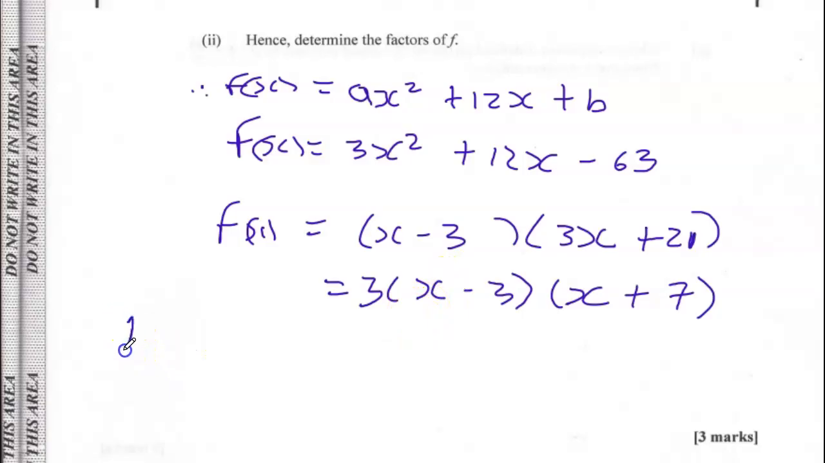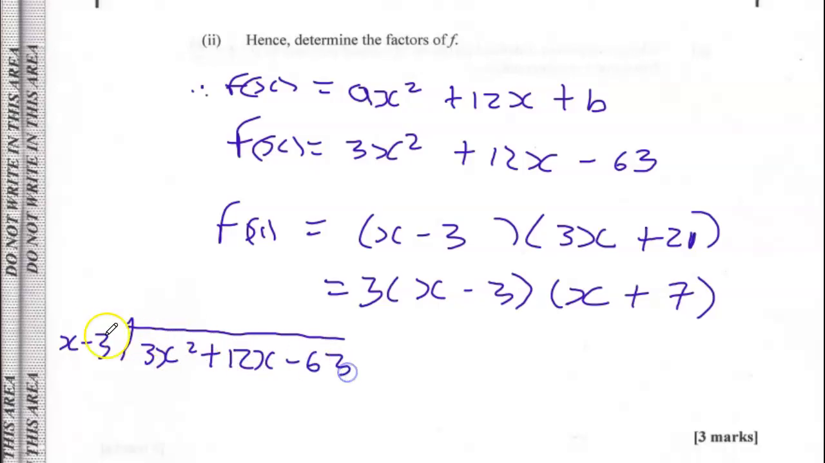Or we could use synthetic division, or we could use long division. If we're using long division, x minus 3 into 3x squared plus 12x minus 63. That's another way you could get the other factors. x into 3x squared, that's 3x. 3x times x minus 3, you get 3x squared minus 9x. Now we subtract. We will be left with positive 21x, because 12 minus 9. So left with 21x, and bring forward minus 63.